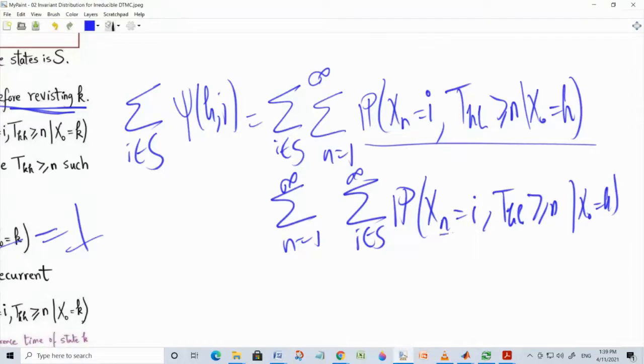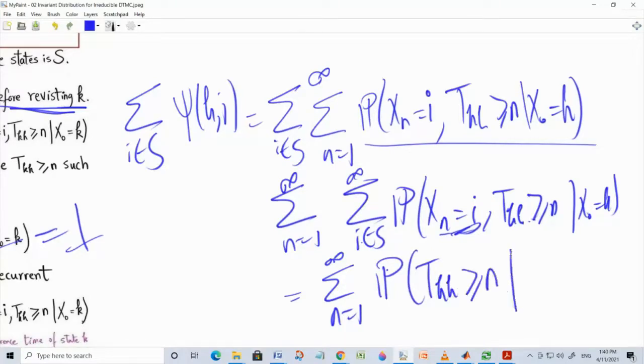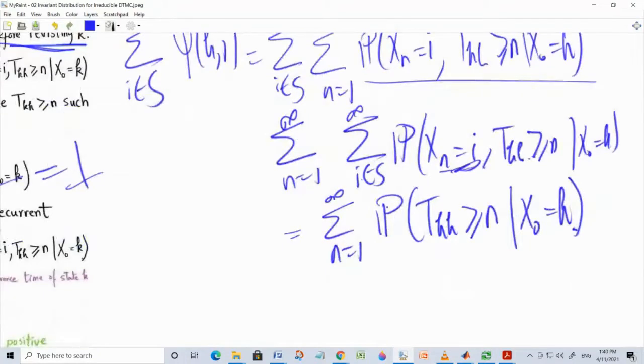So here we are summing over all possible states, from n equals 1 to infinity. This is the joint of these two events: Xn is equal to i, and Tkk is greater than or equal to n, and we are summing over all possible values of i. And so we are basically marginalizing, and we are getting the probability that Tkk is greater than or equal to n, given that X0 is equal to k. So this is the sum of the probability of those events that Tkk is greater than or equal to n.